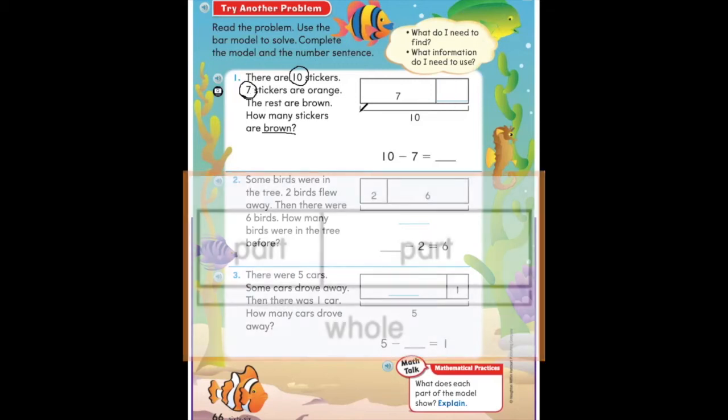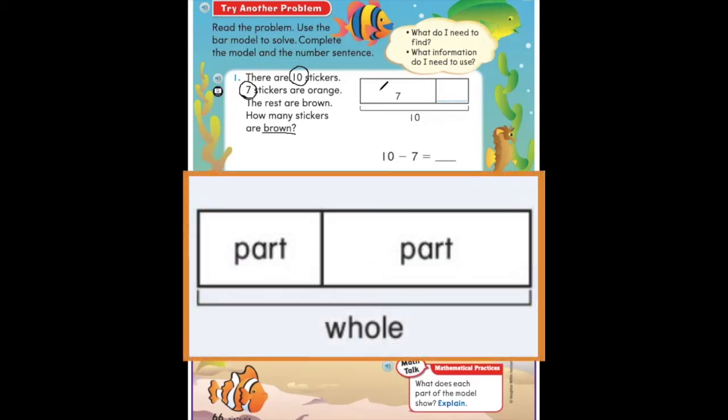We see that our bar model is partially filled out. Part of it is already finished. The whole is 10. 7 orange stickers is one part. We need to find the missing number that would make the two parts equal to the whole. That means we need to find how many stickers are brown.